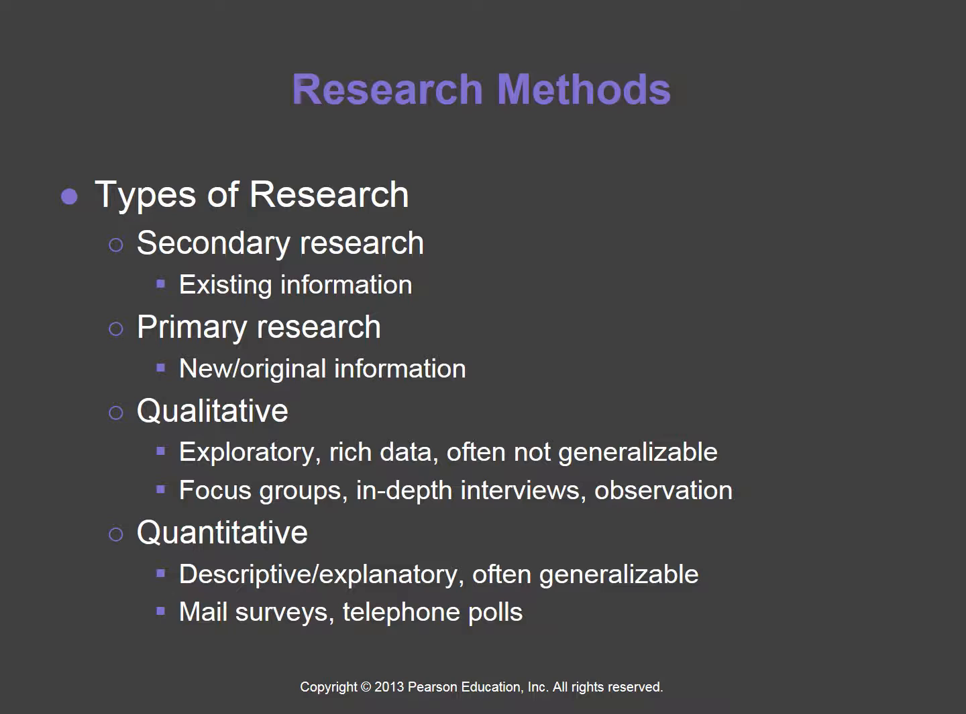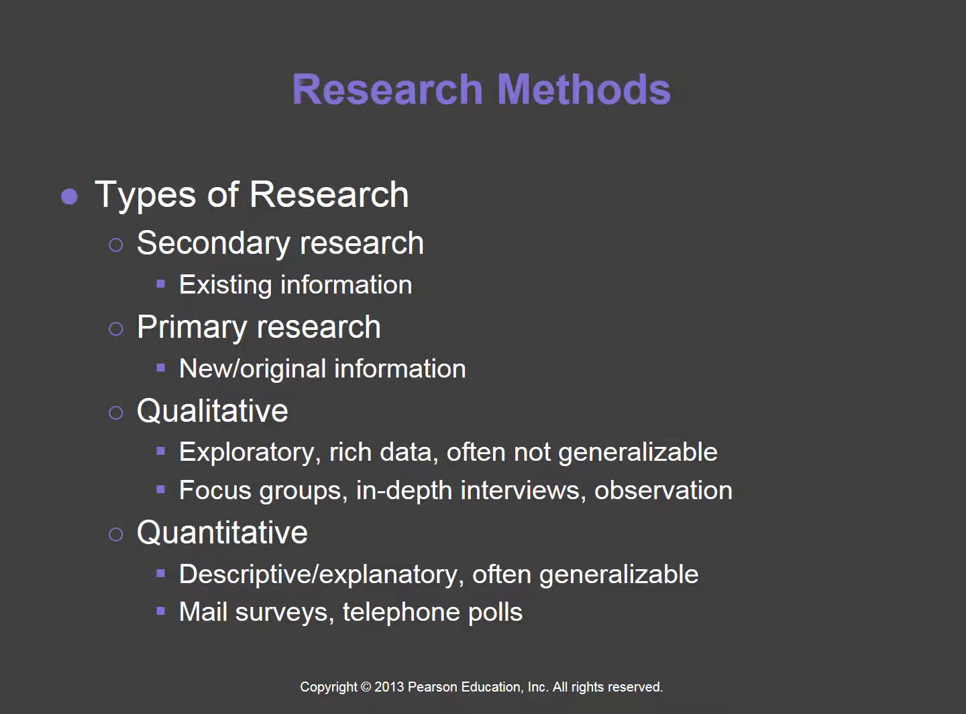So you've probably heard the terms primary and secondary research before. I'm not going to spend a lot of time on it, but basically secondary research is stuff that you get from someone else. It's existing information, and primary research is raw data that you gathered yourself. And each of these can be pulled from both quantitative or qualitative bases.